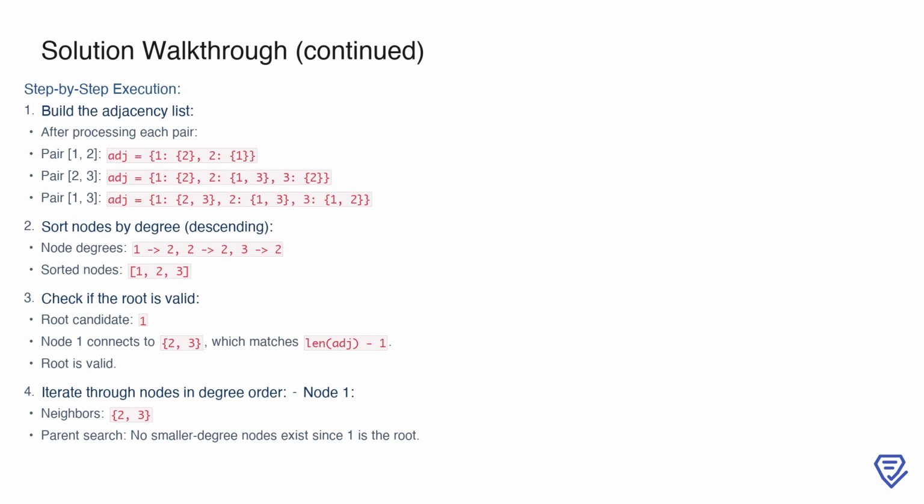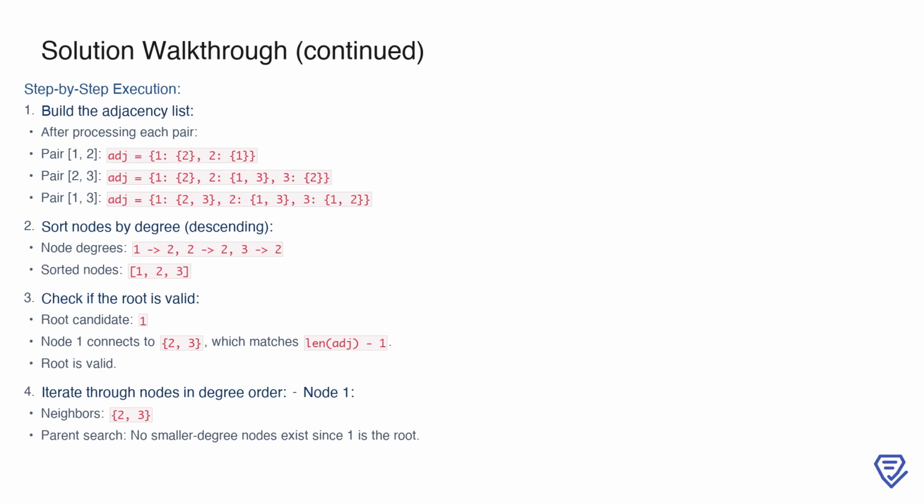Next, we sort the nodes by their degrees. Here, all nodes 1, 2, and 3 have a degree of 2, so the sorted order is 1, 2, 3. We then evaluate if node 1 can be the root. Since it connects to 2 and 3, and this matches the total number of other nodes, node 1 is a valid root candidate.